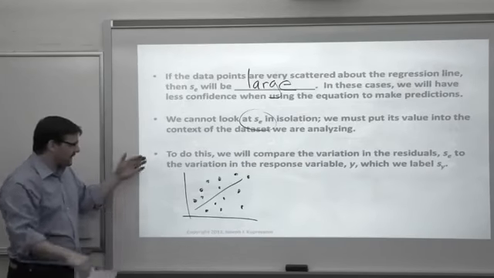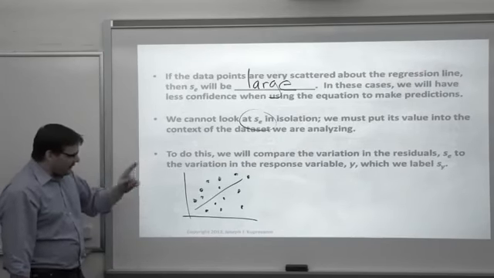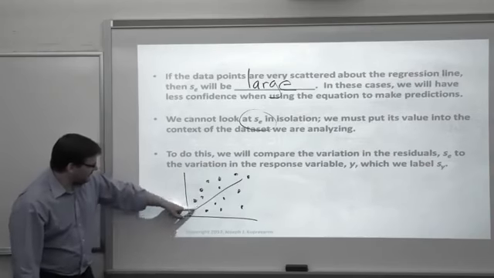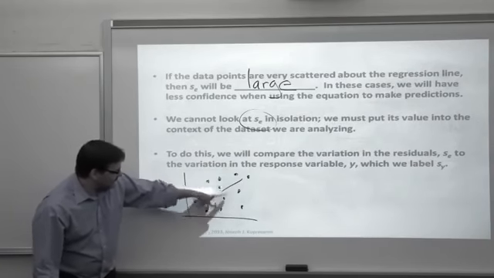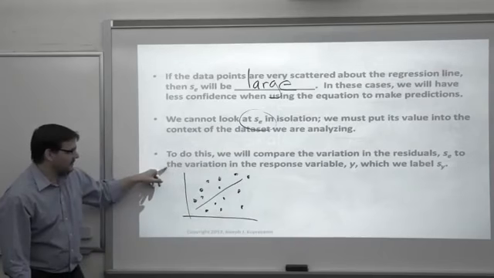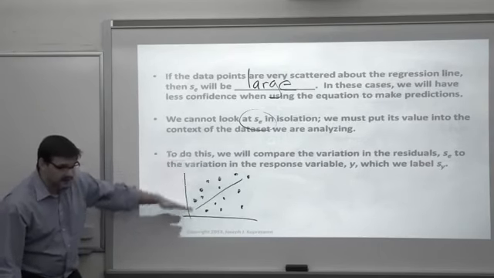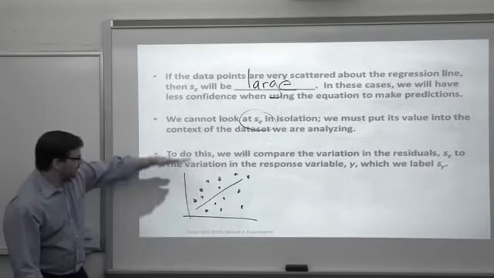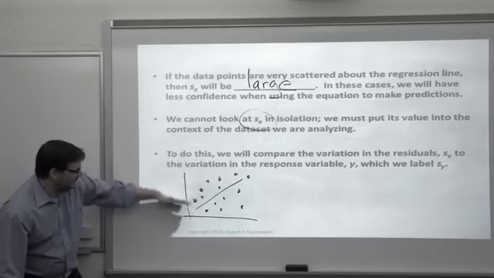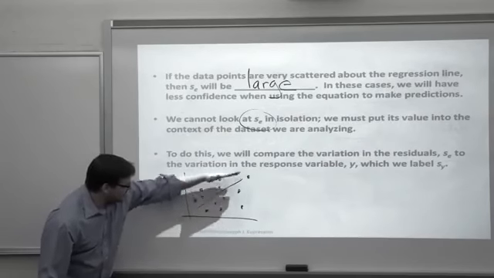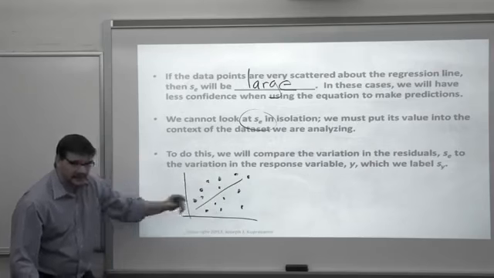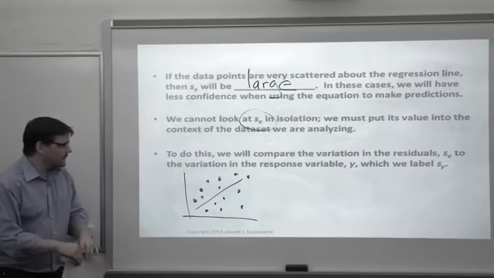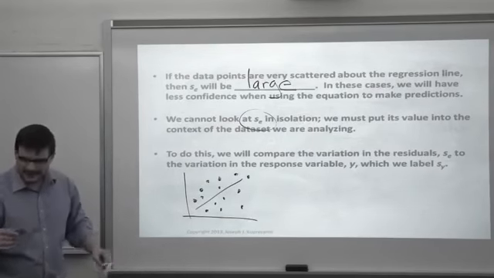So here's where things get tricky. We're going to compare the variation in the residuals, so about the line, with the total variation in Y. So here's the total variation in Y. Now compare it to the variation about the line. And we'll look at that ratio to determine if we have a good regression line or not.